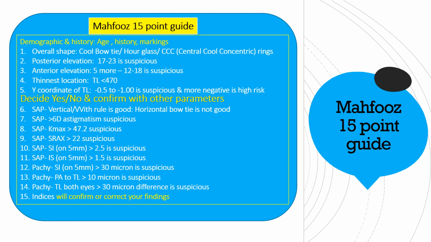First we will see the overall shape, then the posterior elevation, anterior elevation, thinnest location and Y coordinate. Then we will decide whether the patient has got a normal or abnormal cornea and then confirm it with these parameters, and finally we'll confirm or reject our findings with the help of the indices.